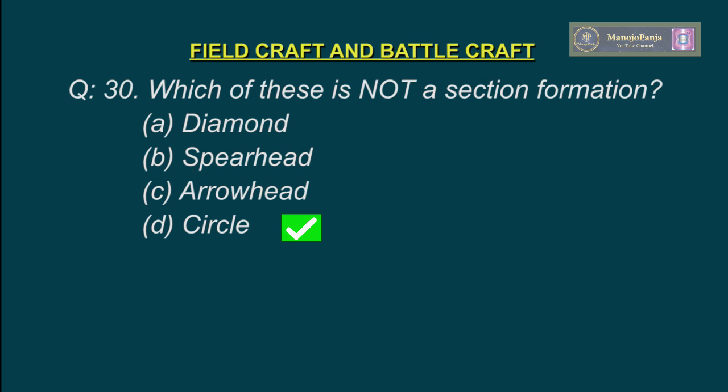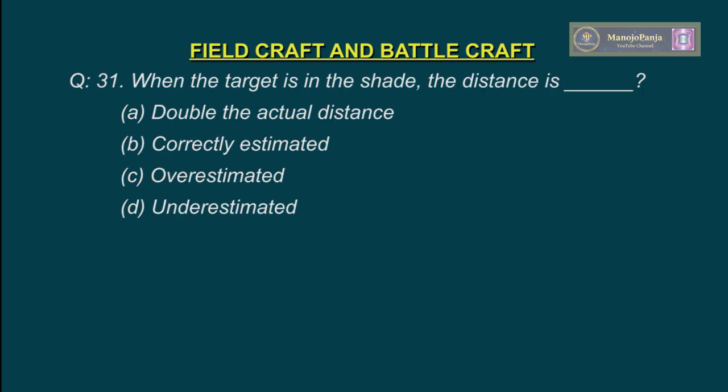Right answer D. Circle. Question 31. When the target is in the shade, the distance is A. Double the actual distance. B. Correctly estimated. C. Overestimated. D. Underestimated. Right answer C. Overestimated.